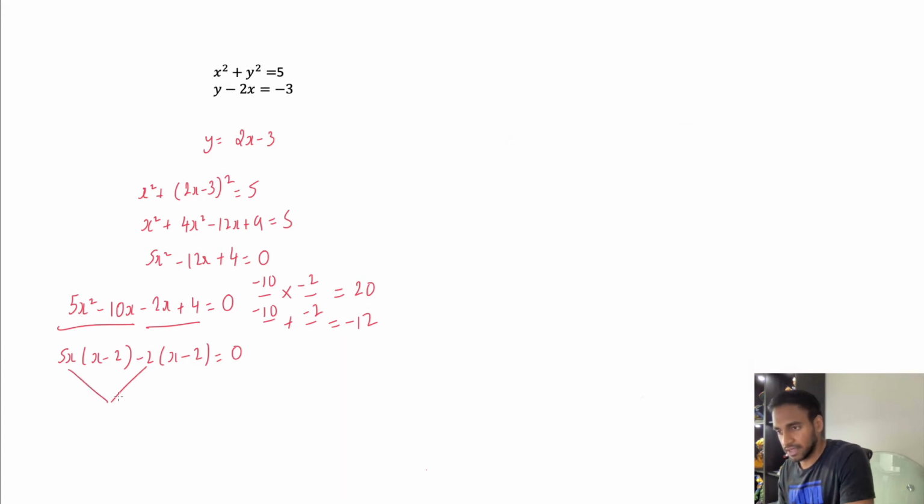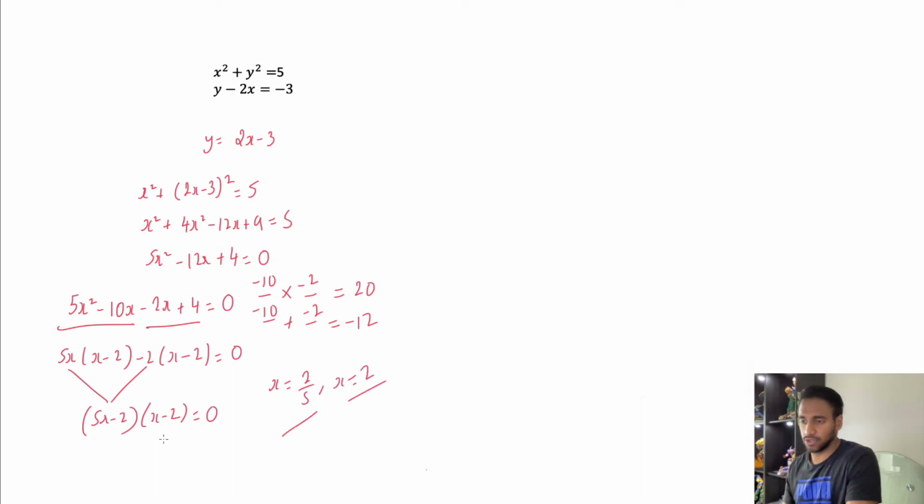So now if we bring this together, that's going to be 5x minus 2, and then the other one is going to be x minus 2 equals 0. So your two solutions that you should have are x equals 2 over 5 and x equals 2, when you equate it to 0. But remember, we need to find the y values.